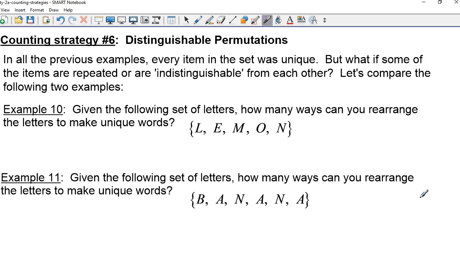In example 10, we'll say, given the following set of letters, how many ways can you rearrange the letters to make unique words? And we'll use the letters L-E-M-O-N. And in example 11, we'll do the same thing, but with the letters from the word banana.